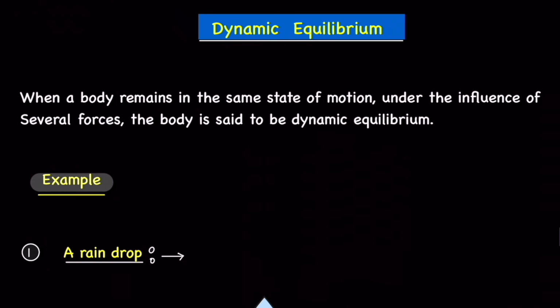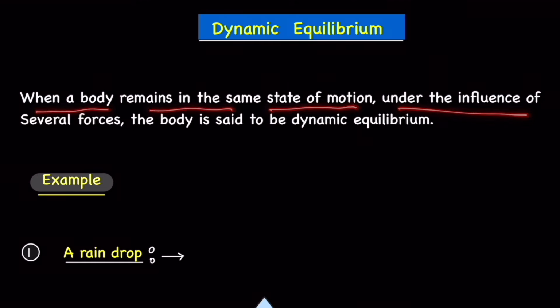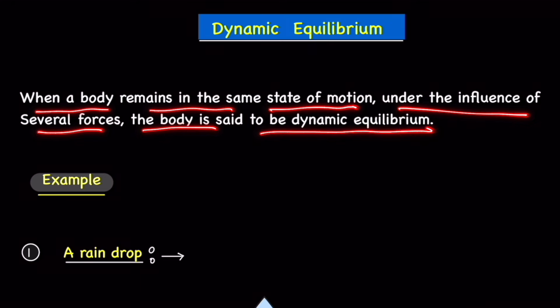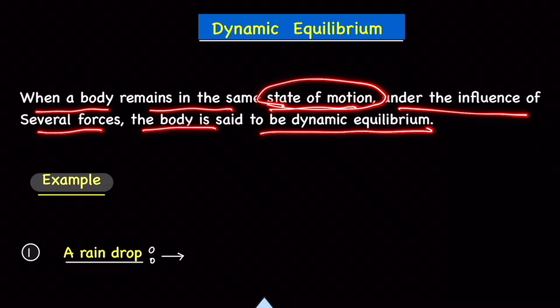Now we'll see dynamic equilibrium. When a body remains in a state of motion under the influence of several forces, the body is said to be in dynamic equilibrium. Here a state of motion takes place, and in static, a state of rest takes place.